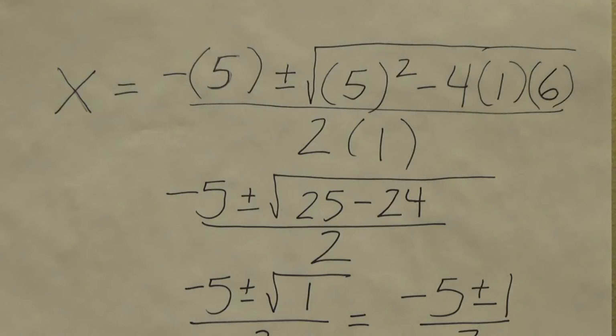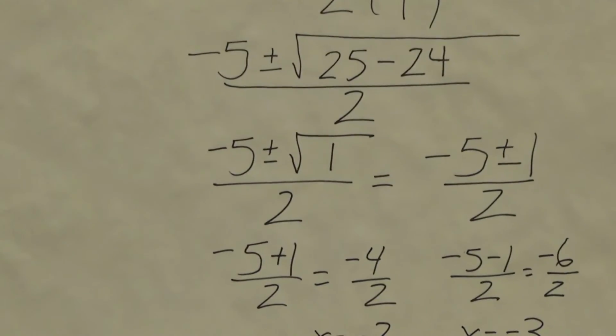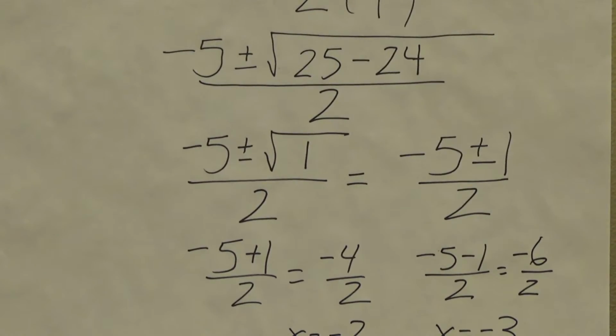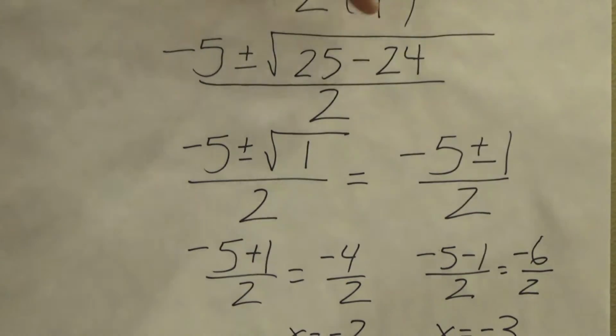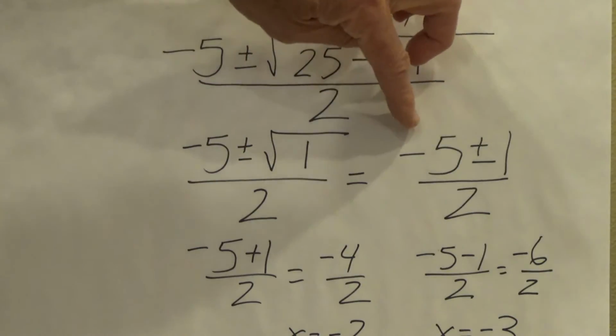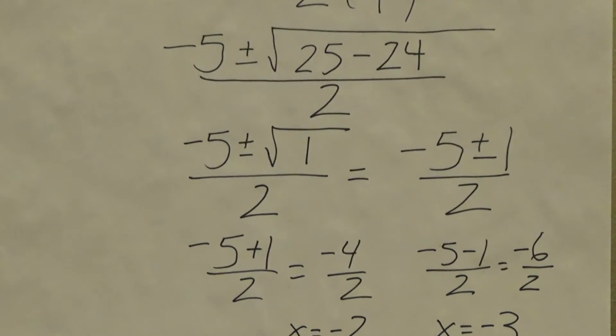And then we do the algebra. I'll move this up so you can see it. I've done the algebra here. And so we had 25 minus 24 here because it was 5 squared and this was minus 24. And so we end up with negative 5 plus or minus the square root of 1 over 2. The square root of 1 is 1, by the way. And then we're going to look and see what we have.